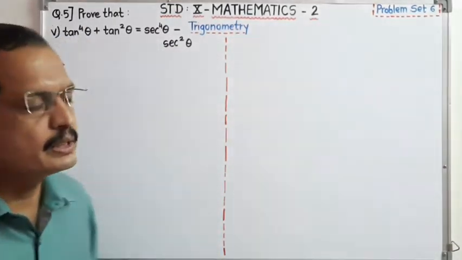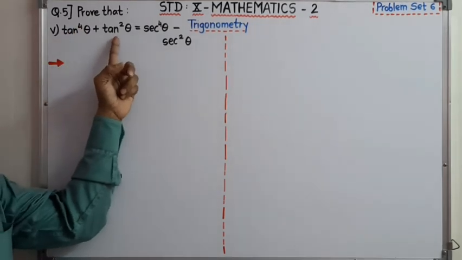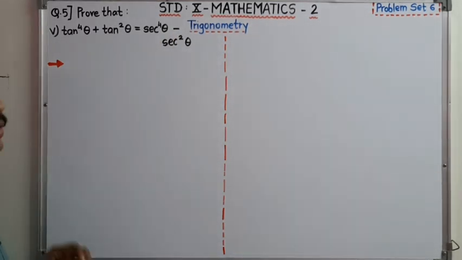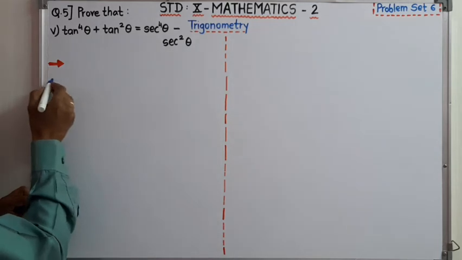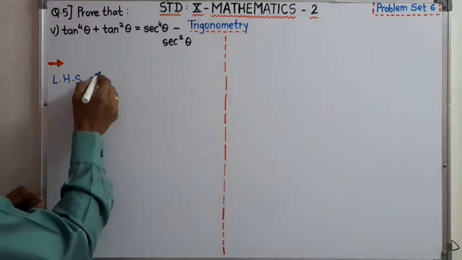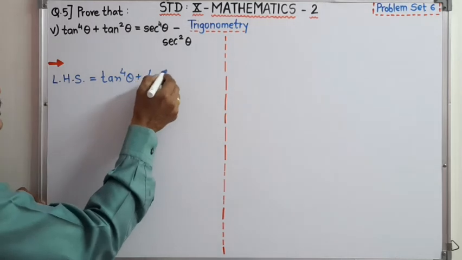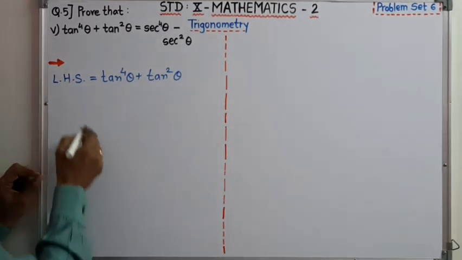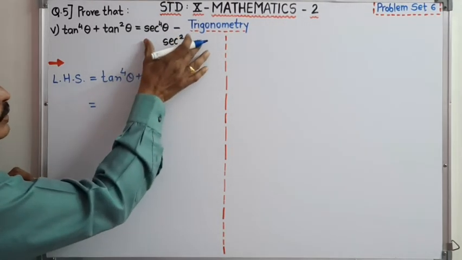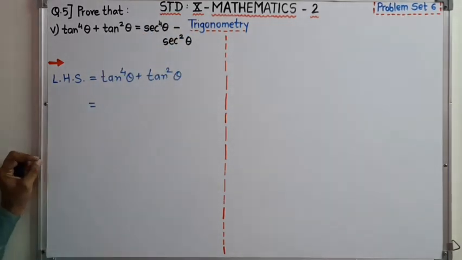Dear student, see the question number 5th one. Tan raised to 4 theta plus tan square theta is equal to sec raised to 4 theta minus sec square theta. Now we have to prove this, that is left hand side is equal to right hand side. Therefore first of all we have to solve the left hand side. LHS is equal to tan raised to 4 theta plus tan square theta. See dear student, we have to prove this, that means we have to solve this, and we have to find out the answer as sec raised to 4 theta minus sec square theta.